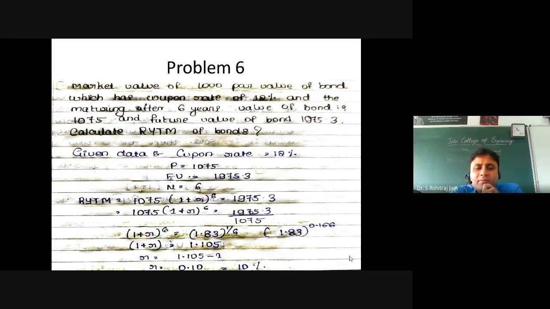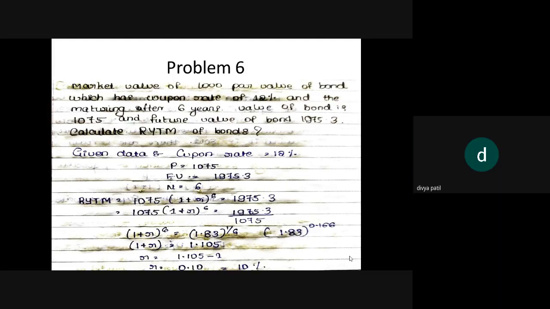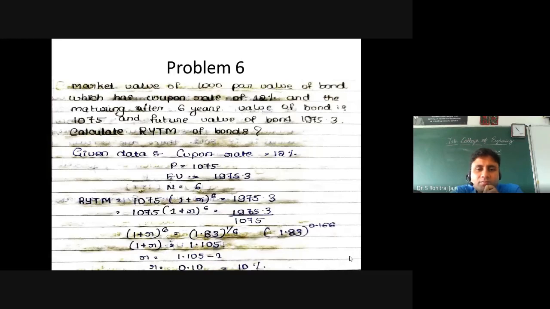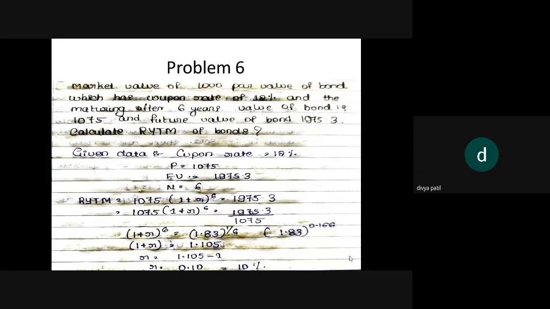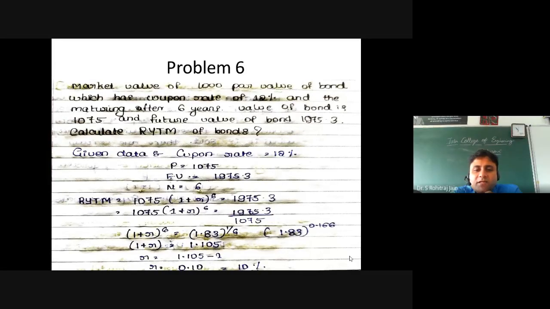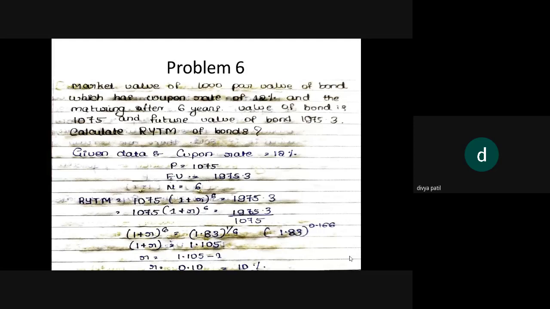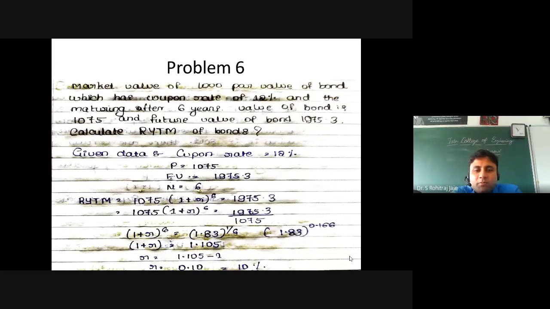Divya, how did you come to know regarding n is equal to 6? Whether they have given in the problem? The maturity after 6 years. Okay, very good. Maturity. Perfect. Then they have told to calculate the realized yield to maturity of bonds. Okay, you understood the previous problem? Yes, sir. So can I explain this problem now?